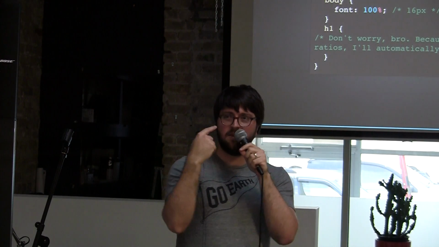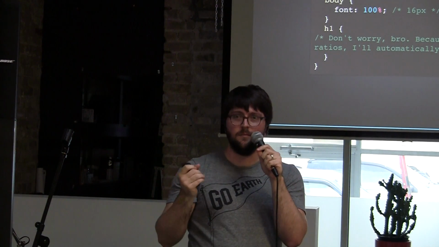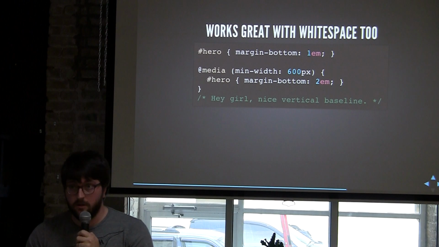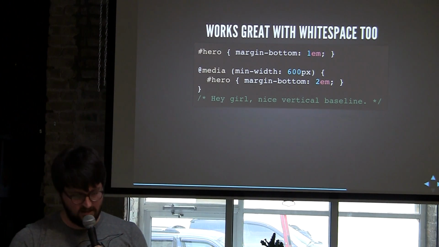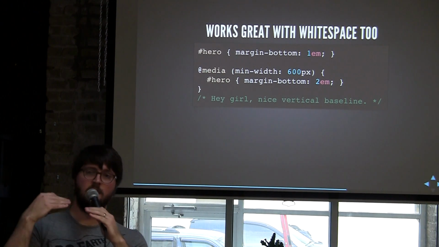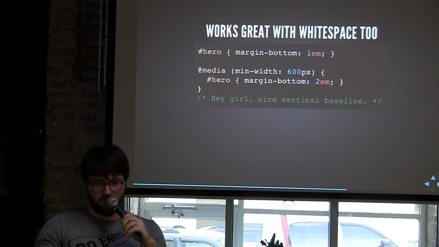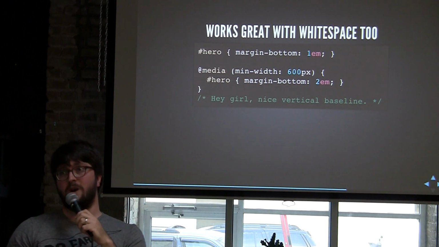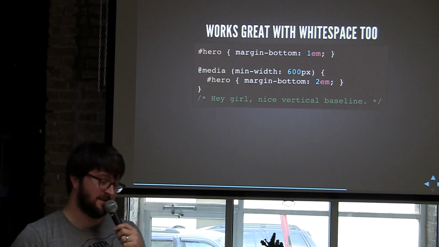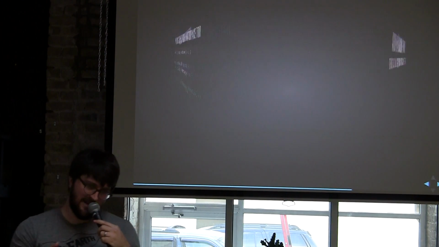I always leave comments, or try to, on what size I'm targeting, just to check yourself and also document yourself. This works great with white space too. Let's say you have your mobile site, a really thin view, and you set margin-bottom 1em, so you get one line's worth of text at the bottom. Then at a min-width of 600 pixels, you say, I want more white space. Boom, your hero unit has twice the white space. You get a pretty good baseline too. Think about it, it works.